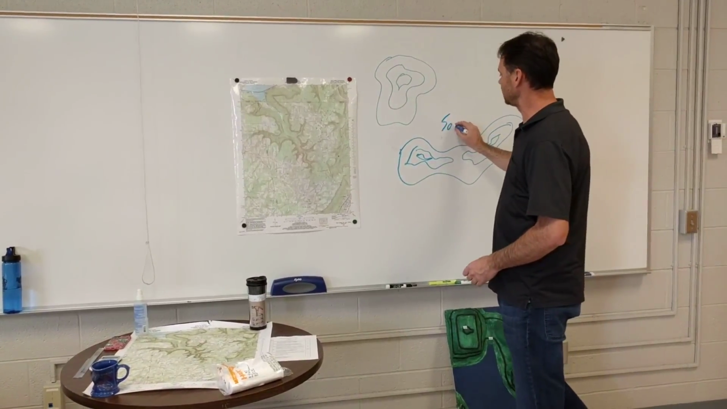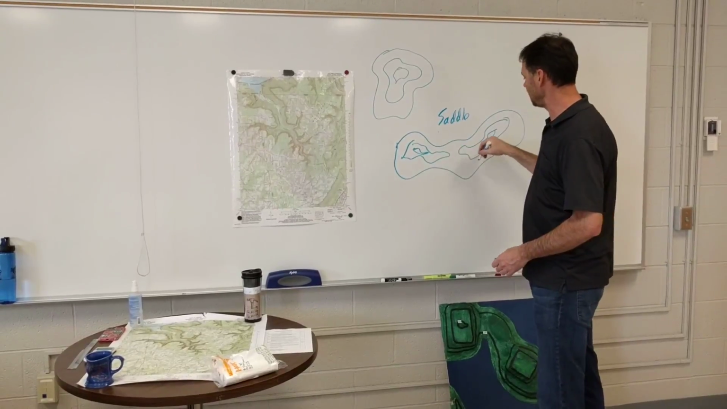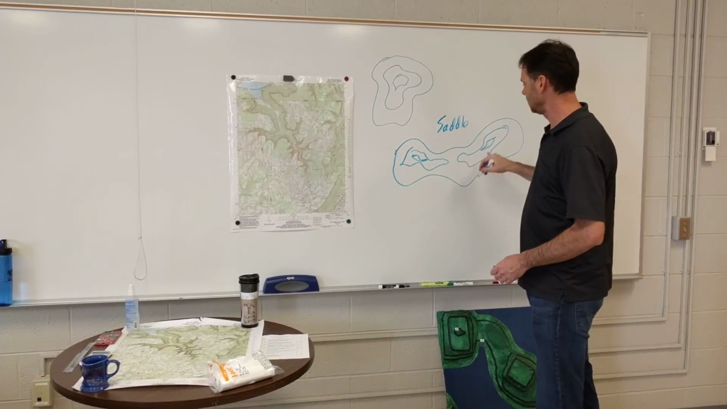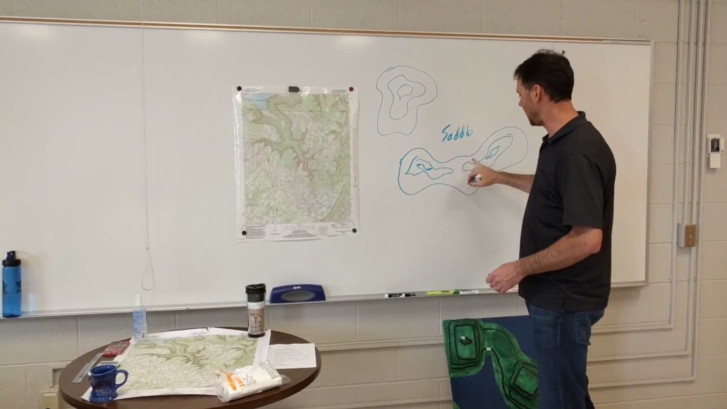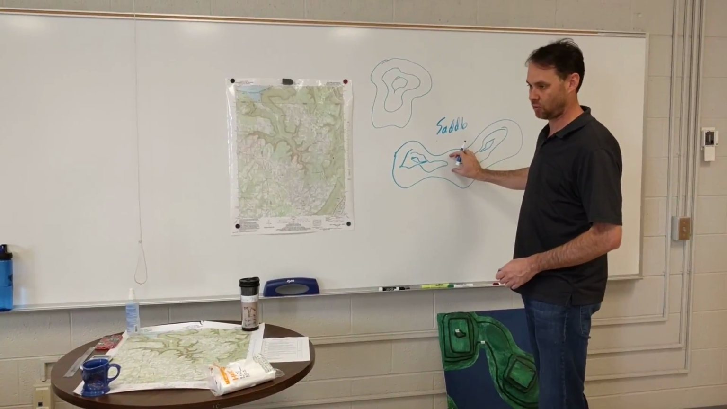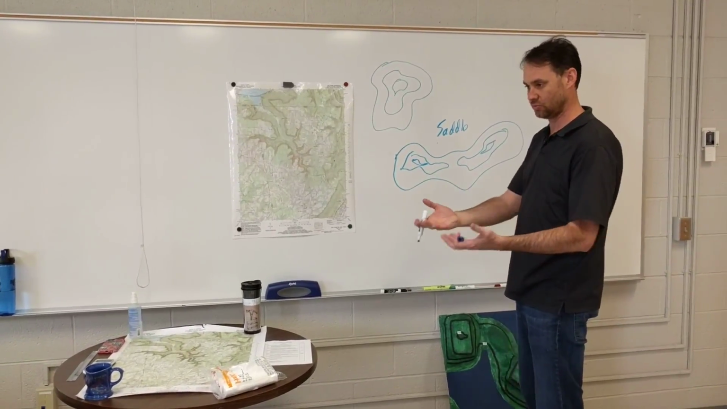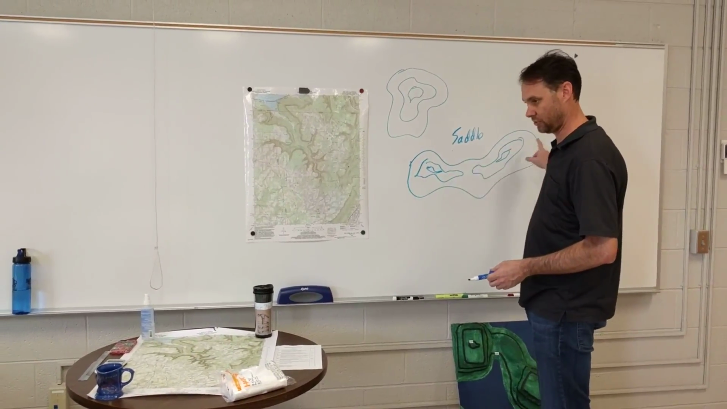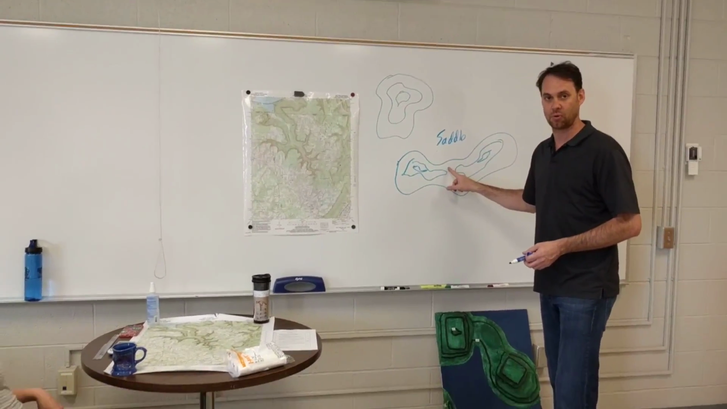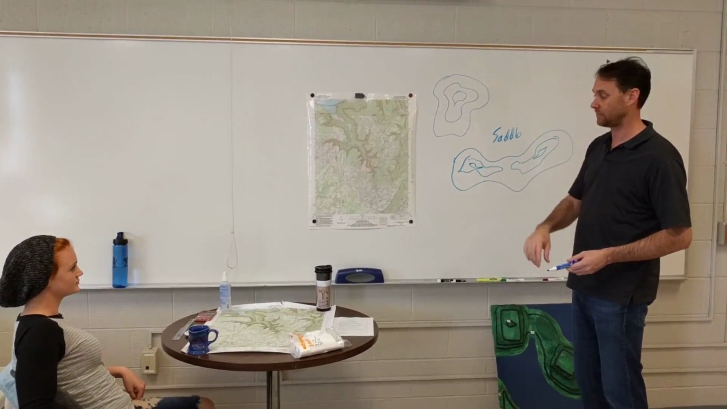This is called a saddle. And a saddle represents two peaks that are connected by a valley in between them. This is going to become a very important thing to recognize when we start looking at drainage basin delineation. You remember us doing that where we had to connect the high points? Yes. So this is a very important pattern to be able to recognize in the upcoming labs.